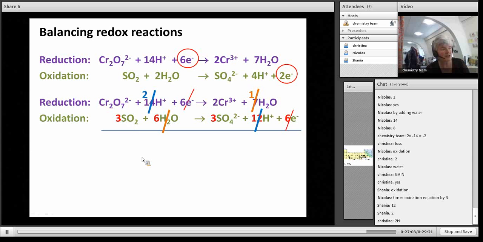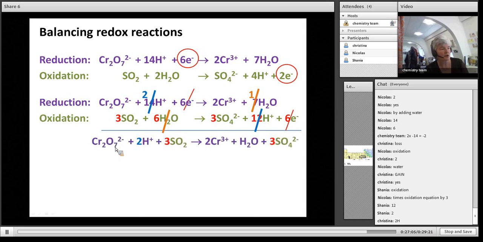And now I just add it up. So the dichromate, the hydrogen, the SO2 comes down, you know, the 3 SO2, the water's been cancelled out and the electrons have been cancelled out. Then I've got the 2 chromium ions, I've only got 1 water now, the 3 sulfates, and the rest has been cancelled. So that is my equation. And it's in its simplest form, I haven't doubled it up or anything like that.